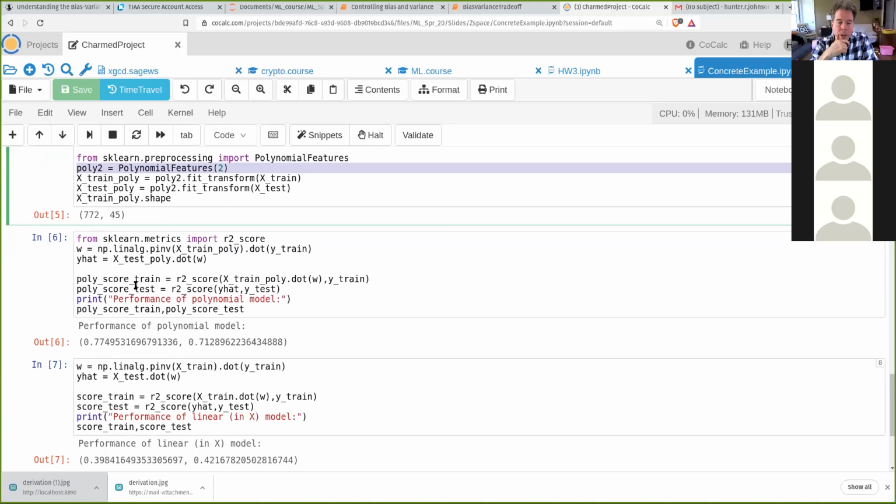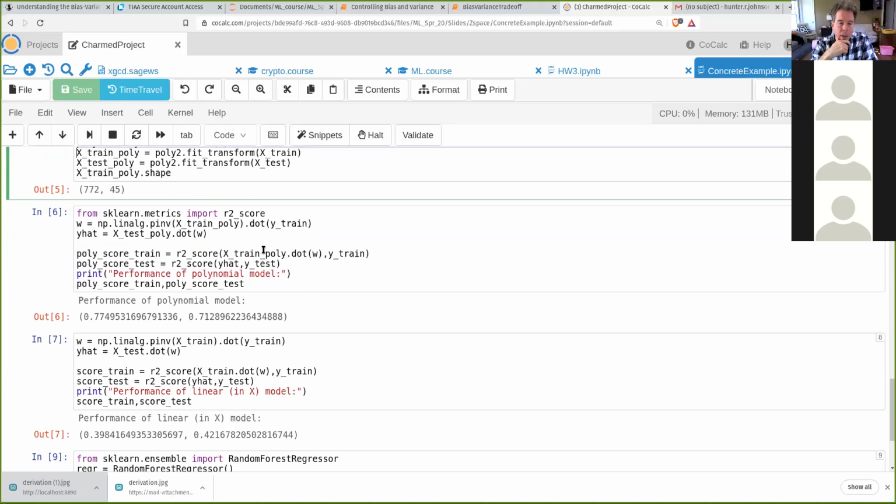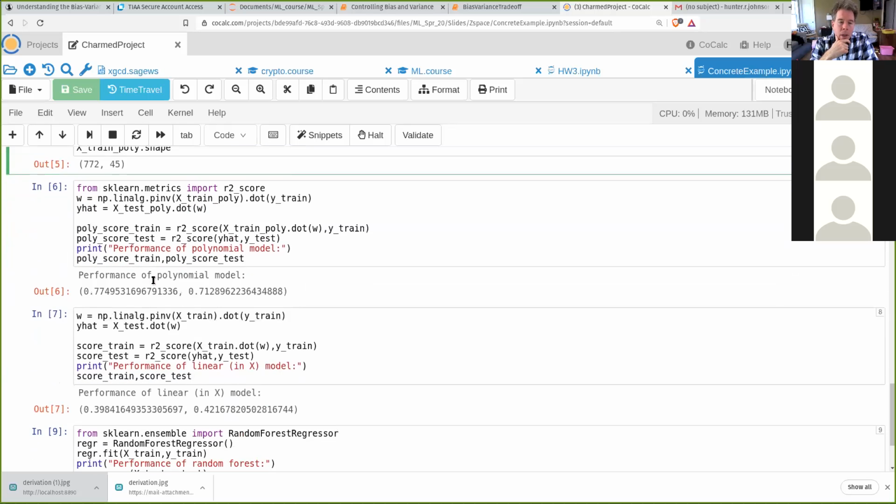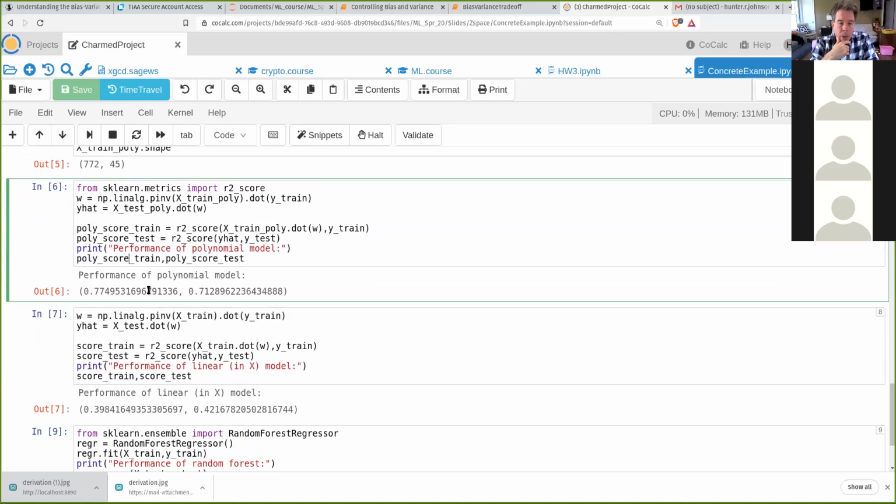All right. So here's the performance of the polynomial model in terms of R2 score. This first number is how it does on the training set, and the second number is how it does on the test set.